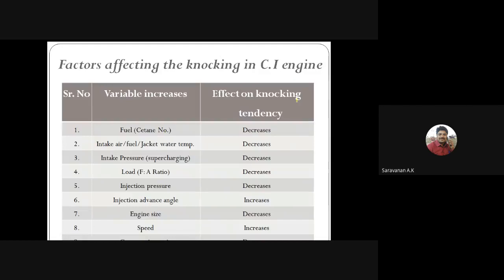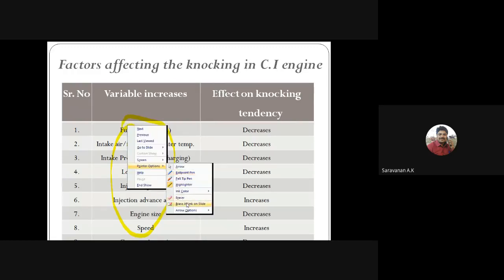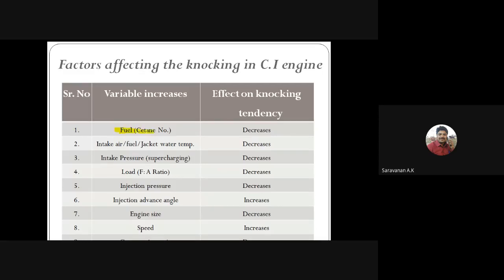So what are the factors affecting knocking in the combustion chamber? These are the variables in the CI engines, right? The first one is the fuel, which for diesel is indicated by the cetane number. If the cetane number increases, it will be good. High cetane fuels reduce the knocking; the cetane number decreases the knocking tendency.